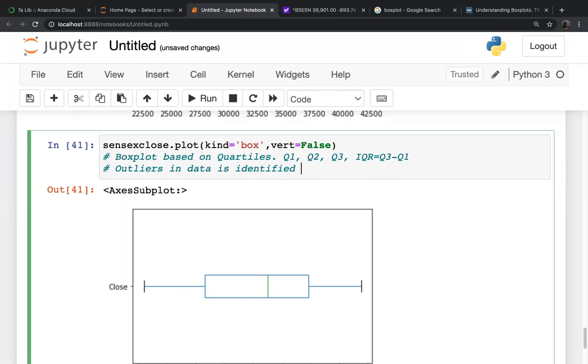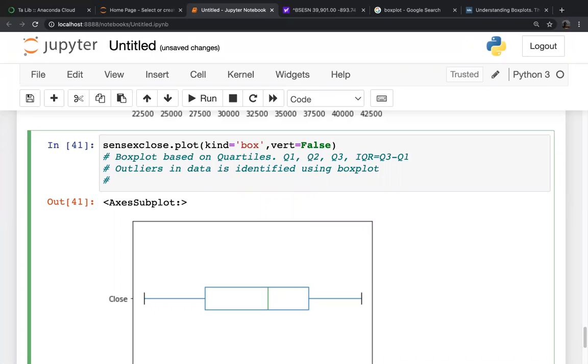Using box plot, we can identify the outliers. The formula for outliers is Q1 minus 1.5 times interquartile range, and at the higher end Q3 plus 1.5 times interquartile range. So this is how the box and whisker plot helps you to identify outliers. In our share price data, there are no outliers.